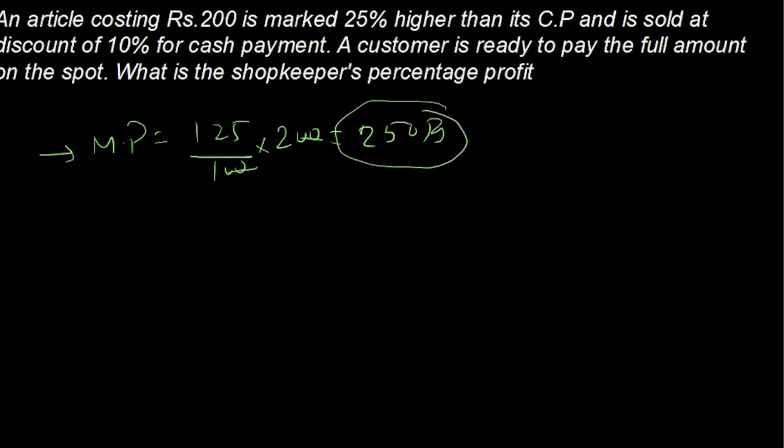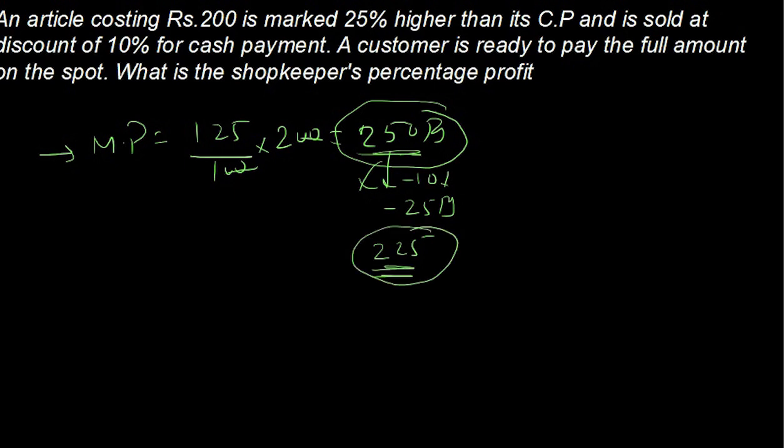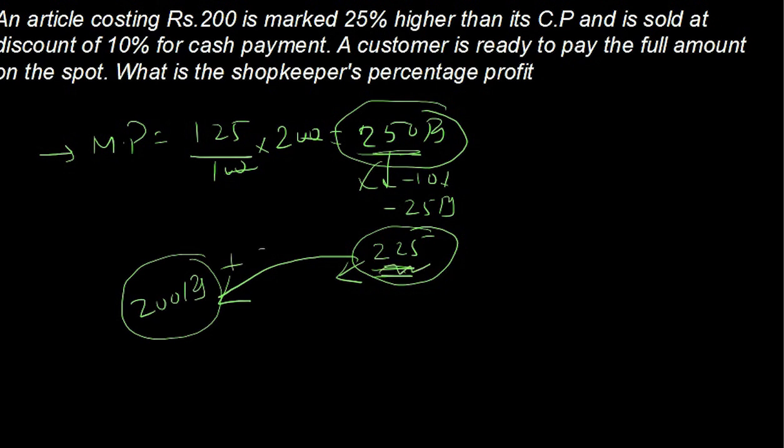Out of that, he gave a discount of 10%. So we can directly say that 10% of 250 is going to be what? 25 rupees is off. So now at what amount did he sell actually? That is 225 rupees. But still, what was the cost price? So cost price was 200 rupees and now he is selling at 225 rupees. So we can say that he is gaining 25 rupees profit.